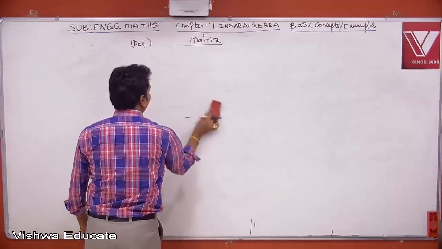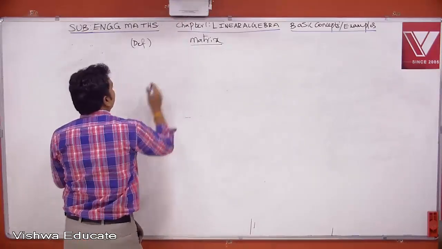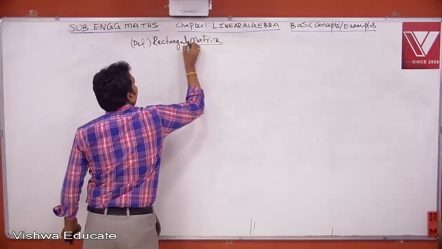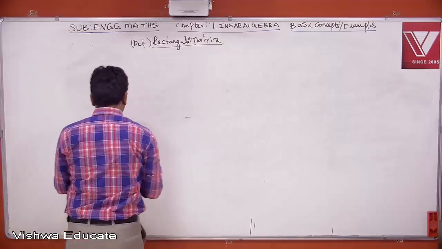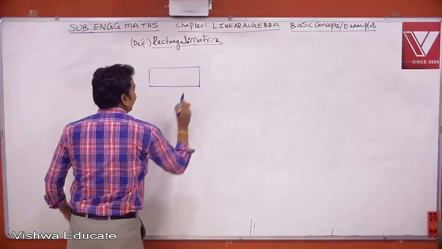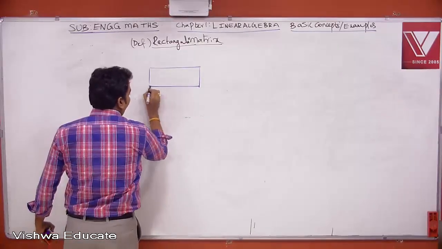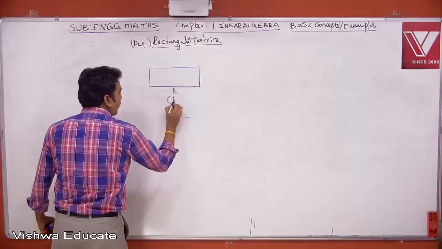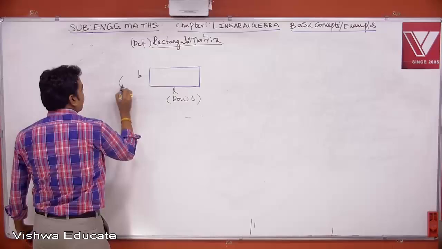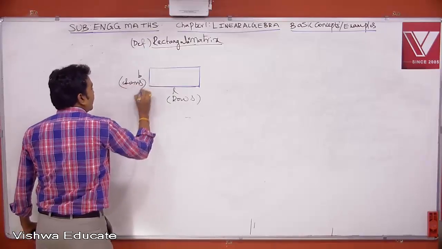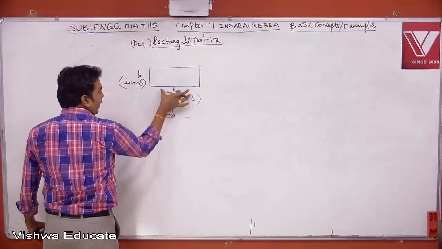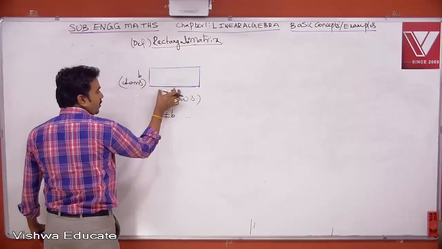Next definition, rectangular matrix. Now, in a rectangle, what is the property? In a rectangle, this corresponds to length. Basically, length represents number of rows and this is breadth, B. Breadth corresponds to number of columns. So in a rectangle, length value should not be equal to breadth value. If length does not match with breadth, then it is called a rectangular object.